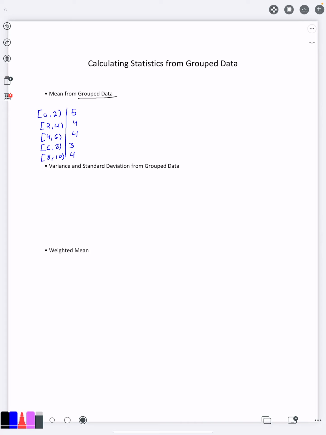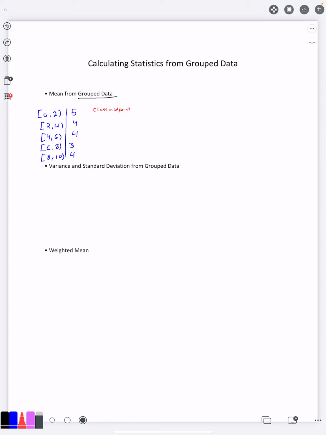And so what I want to do is pick a number that's going to represent the range 0 to 2, and that's going to be my best guess for what those numbers are. Again, I can't be sure exactly what the numbers are, but I'm going to make a guess here, and we're going to do something called the class midpoint.